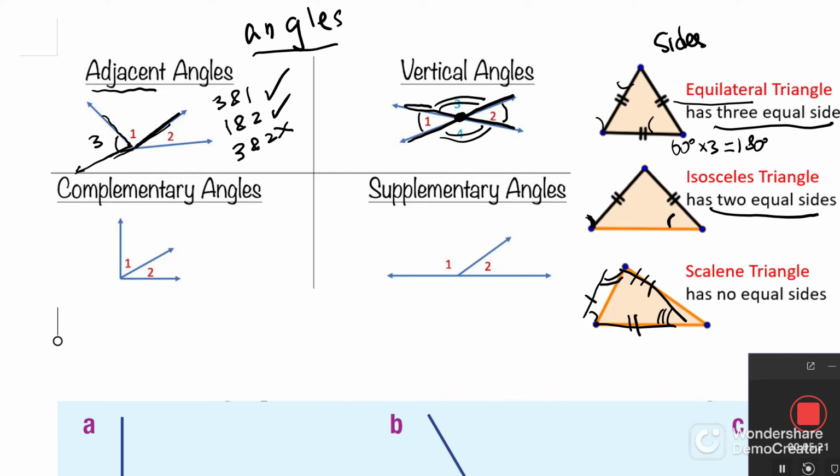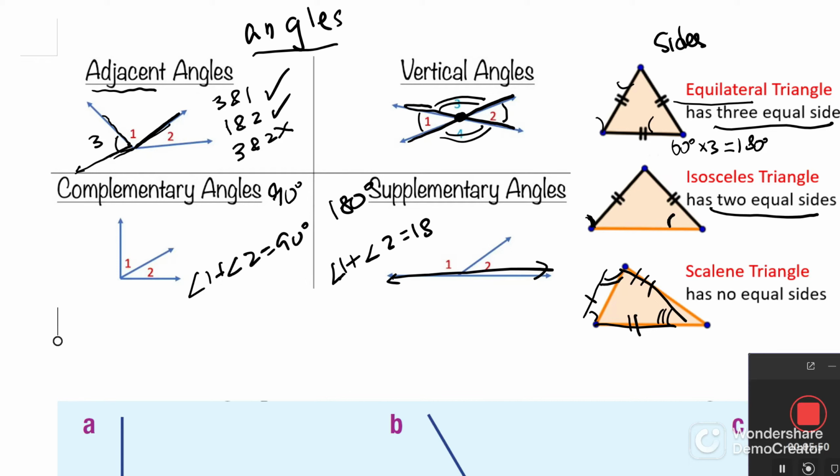Next, we have complementary angles. When you see complementary, just think 90 degrees. That means angle 1 and 2 equal 90 degrees. Supplementary: when you see the word supplementary, you immediately think of 180 degrees, and basically it's all the angles on a straight line. So angle 1 plus angle 2 would equal 180.